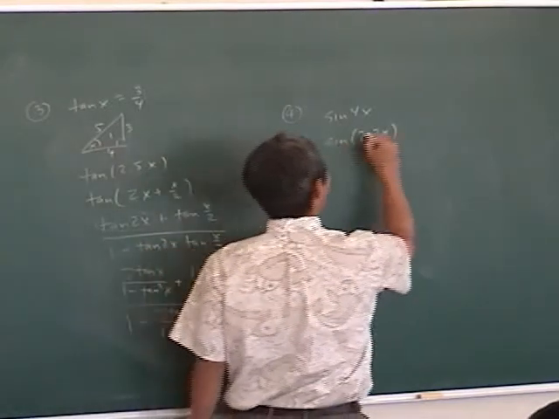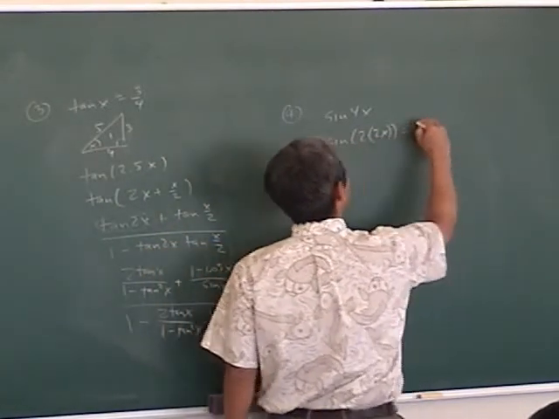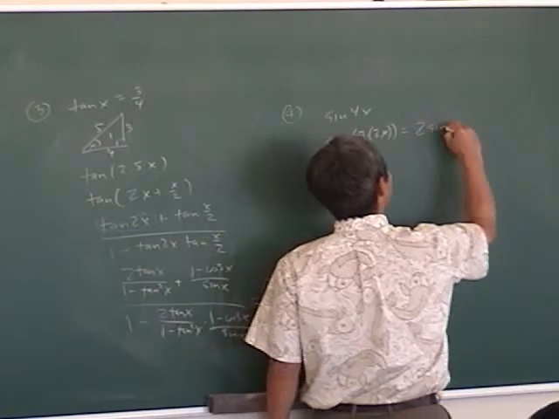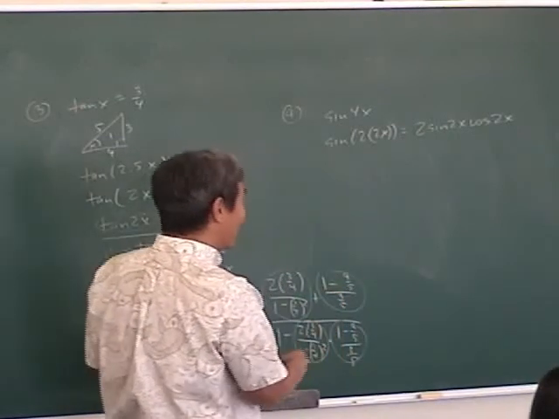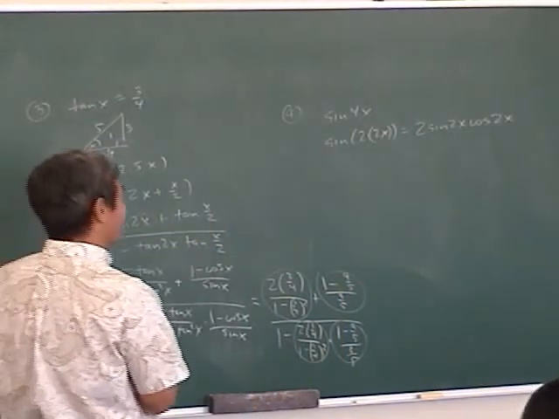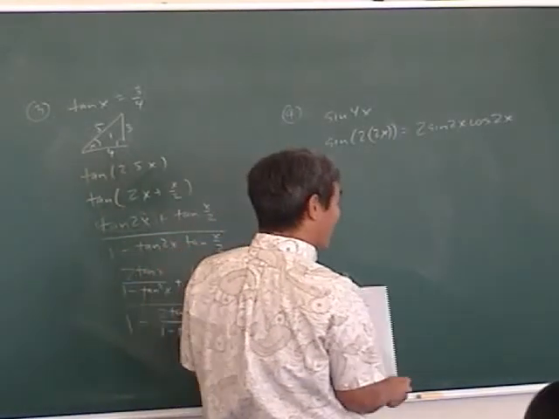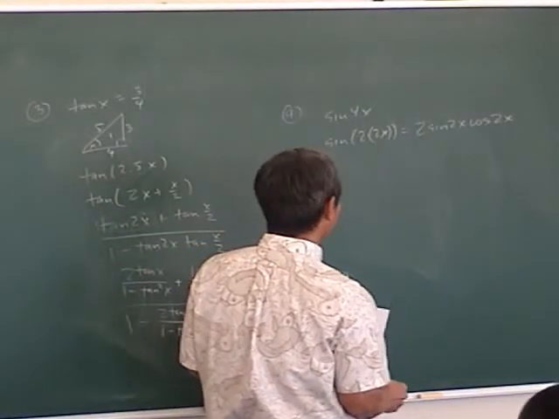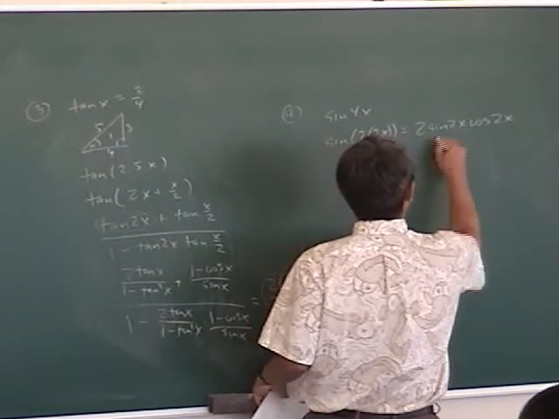Okay, sine of 2 theta. What's the identity for sine 2 theta? 2 sine theta cosine theta. Theta is the 2x. Think of it as a box. Sine 2 box is 2 sine box cosine box. Whatever it takes. Okay, now, sine 2x right there.